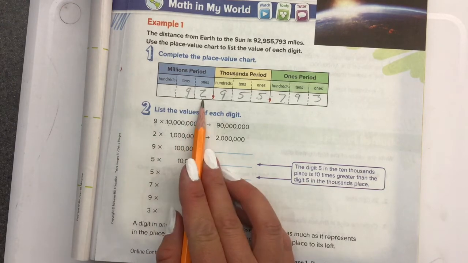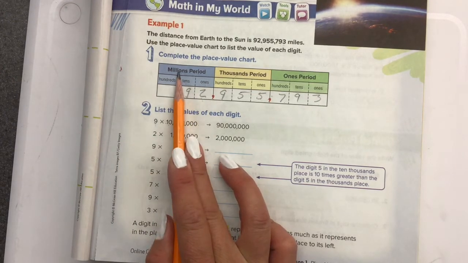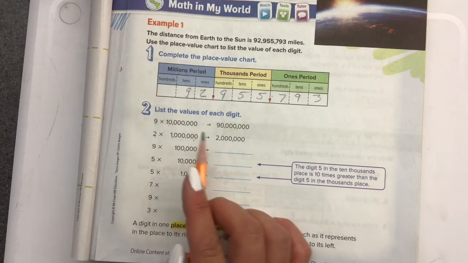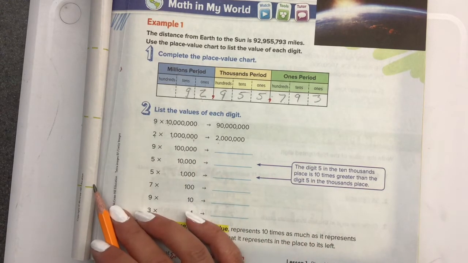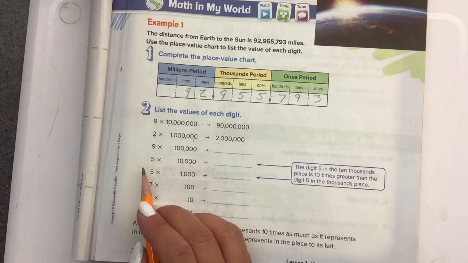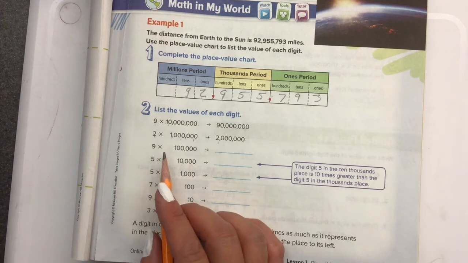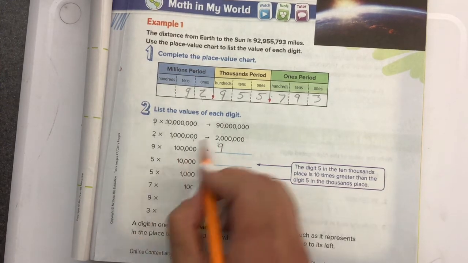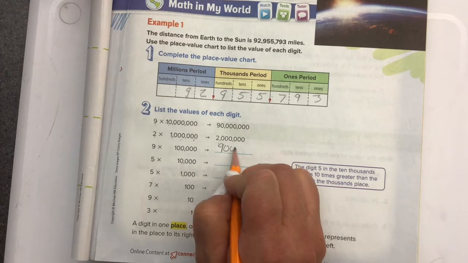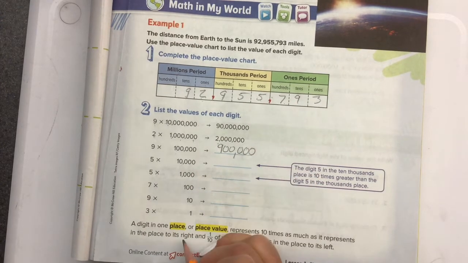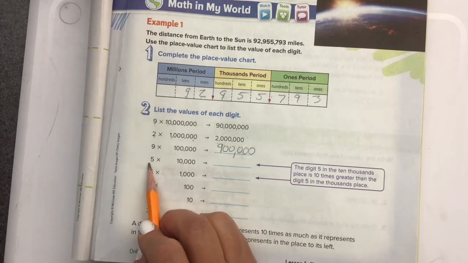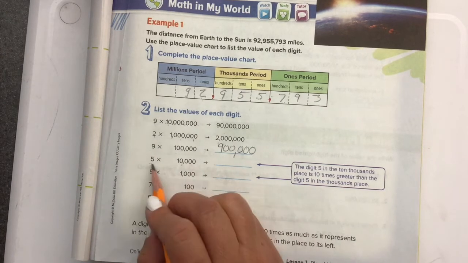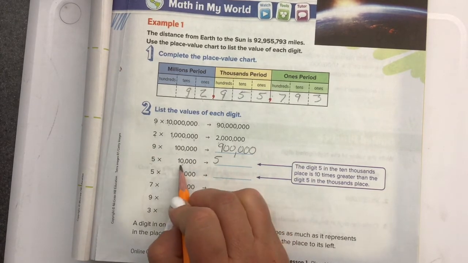Next one, we have the 2, and it is in the 1 millions spot. So 2, we're going to times by 1 million, and 2 times 1 million equals 2 million. You get the pattern now? Okay, here we go. We're going to try this one right here. We have 9 times 100,000, and that's going to equal, well, 9 times 1, we know equals 9. Then we just add the zeros. Ta-da! Next, we have the same story. 5 times 10,000. So, 5 times 1 is 5. Then we just add the zeros.